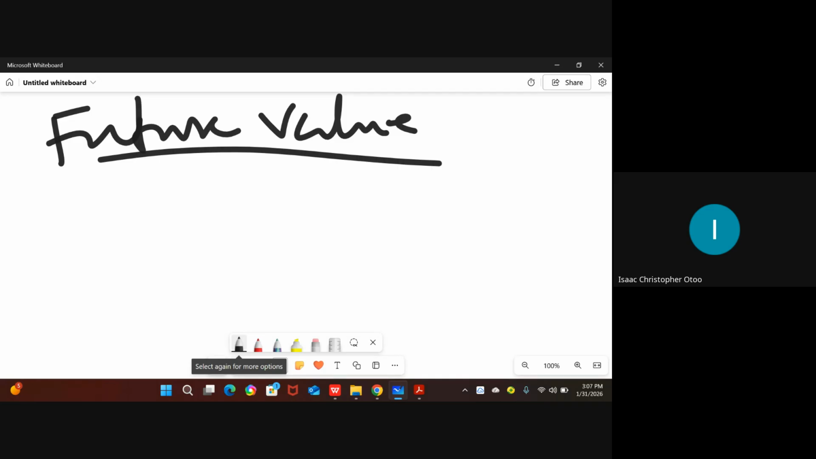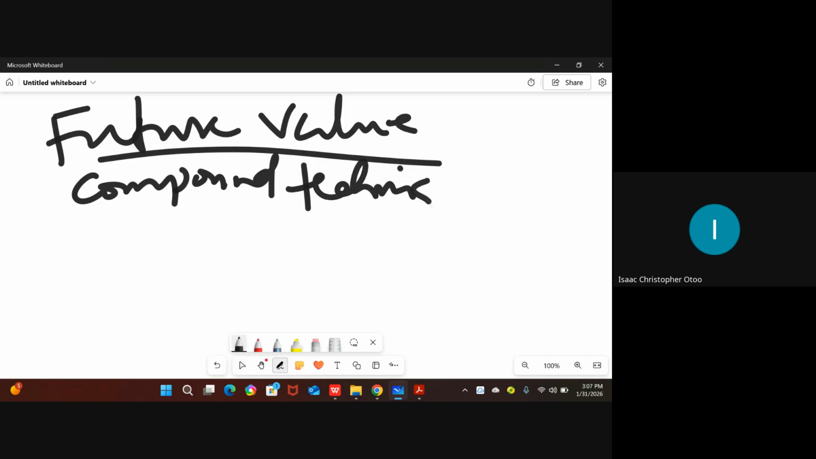So if you are giving 100,000 now, how much would it be in 3 years to come? Because of the time value of money, we will determine, for 10,000 today, how much it would be in tomorrow's amount. With the future value, we are going to use what is called the compound technique.